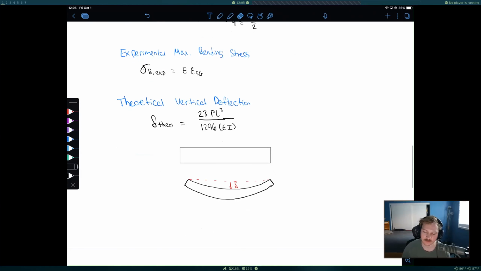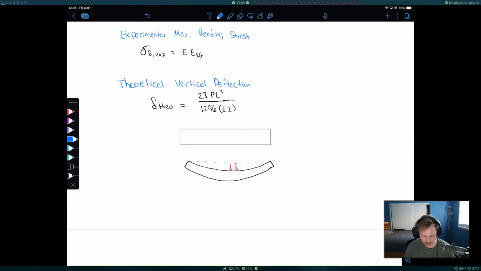And then same thing for the maximum bending stress. Okay, and then the experimental vertical deflection, you're just going to get that from the dial gauge directly. So there is no equation involved with that. You're just going to look down, read what that deflection is, and then put that down in your Excel sheet.